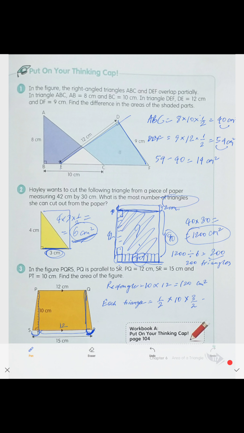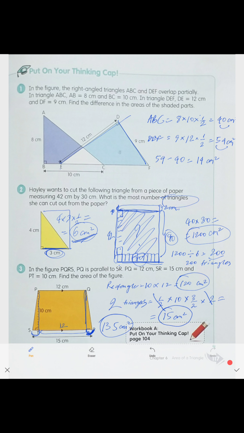For each triangle, we can calculate this and multiply by 2, or because we know we have 2 triangles, we can do it right away. We multiply by 2, and these numbers eliminate each other, and we have 10 times 3 divided by 2, which is 15 square centimeters. So we have 120 for the rectangle and 2 triangles of 15 square centimeters, and if we sum up, 135 square centimeters. That's your answer.